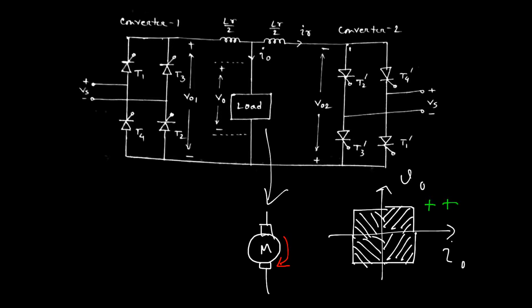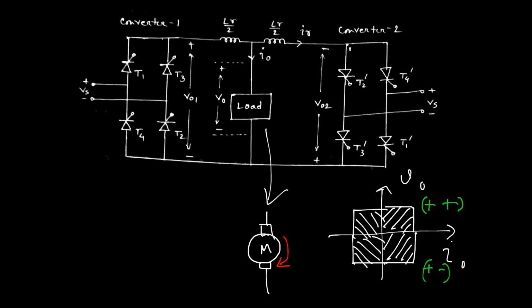And for the fourth quadrant operation, when converter 1 starts working, the energy is delivered from load to supply, due to the presence of back EMF inside the motor. That is why in fourth quadrant operation, the current is positive and the voltage is negative. Right? Fine. And this is called forward regenerative braking. Okay. Now think about converter 2.